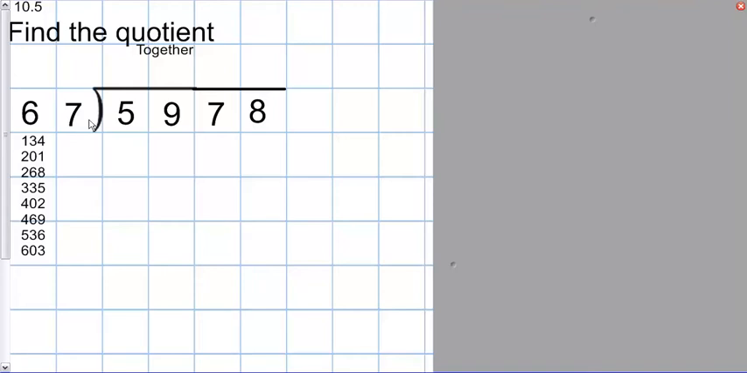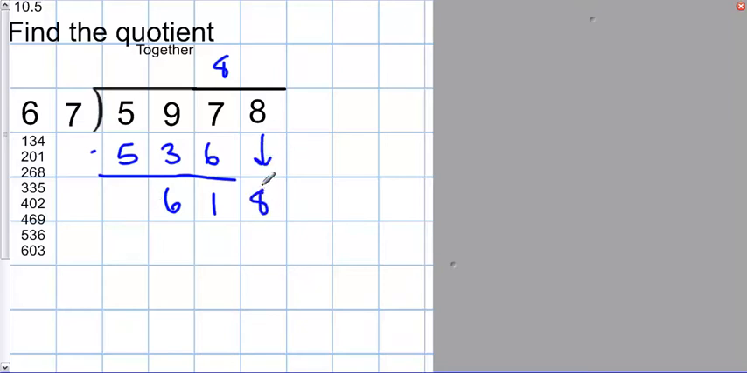So I'm looking for a number that is greater than 67. 5 is not greater than 67, 59 is not greater than 67, but 597 is. So here's where my first number is going to go. So let's find a number that is less than 597. 536 is the largest multiple that's less than 597. So I've got to go back, count them up, and I see that it's the 8th multiple, so 8. So 8 times 67 is 536. And I have to subtract. 7 minus 6 is 1, 9 minus 3 is 6, 5 minus 5 is 0.